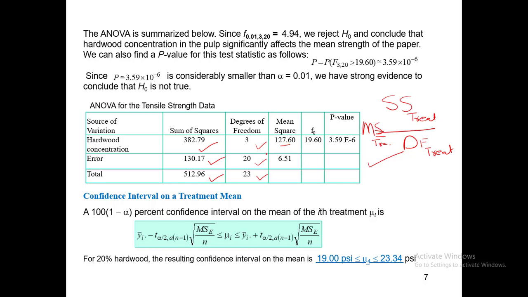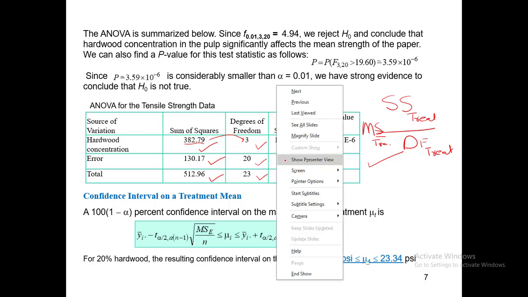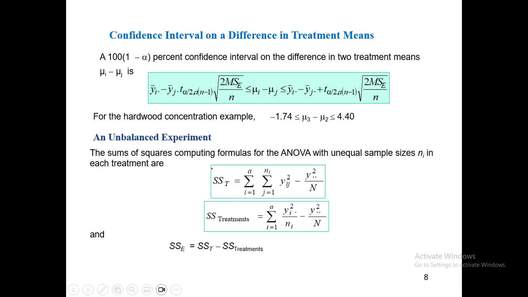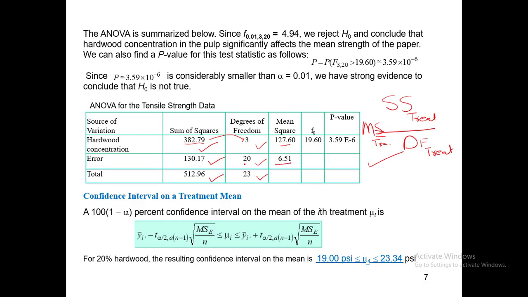Okay, so it means that whenever you divide 382.79 by 3, you will get 127.6. This is the MS treatment or MS between-group concentration. Likewise, the second thing we need is the MS error. We will use the same formula: 130.17 divided by 20, we got 6.17, and we'll use again the same formula.